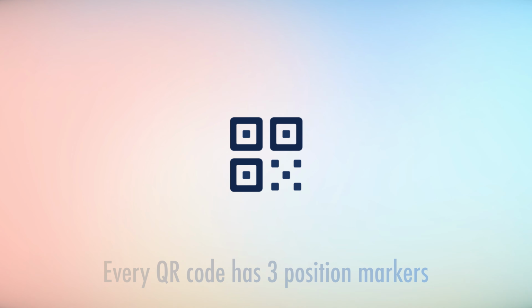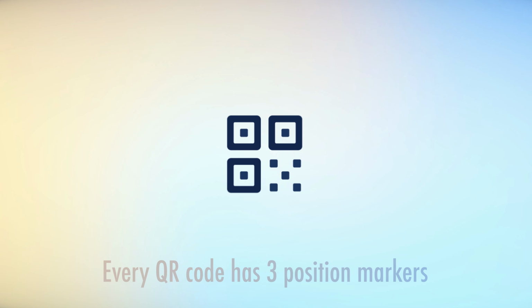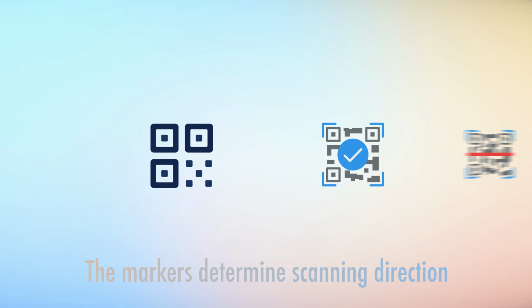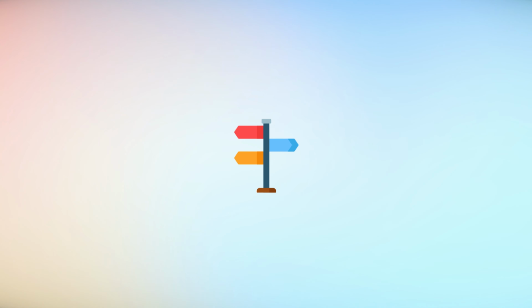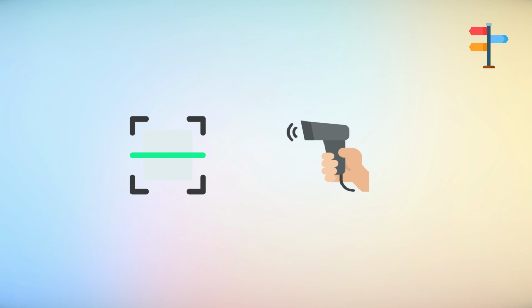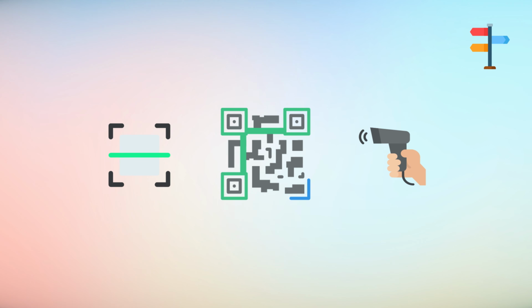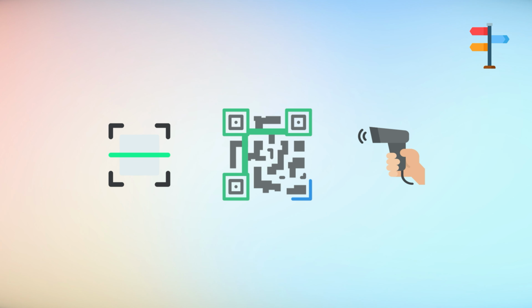Every QR code has 3 position markers. These markers help scanners quickly locate the data modules and determine the scanning direction. Think of them as QR code signposts. The blank area surrounding the data modules is the quiet zone. It gives scanners a visual cue about where the QR code begins and ends.